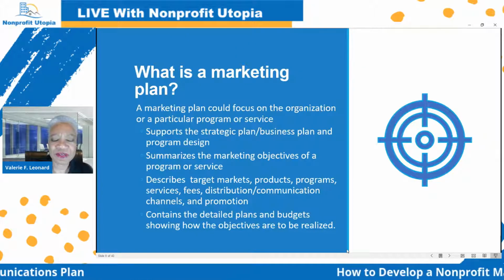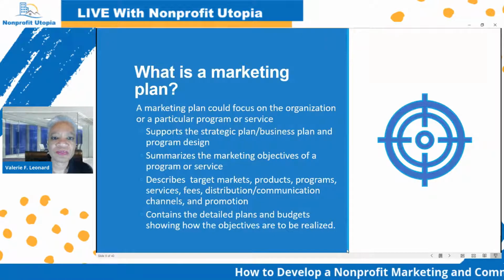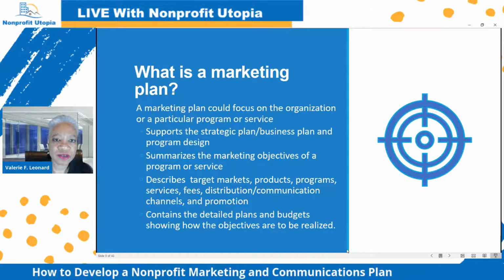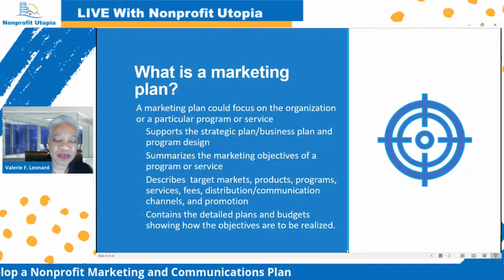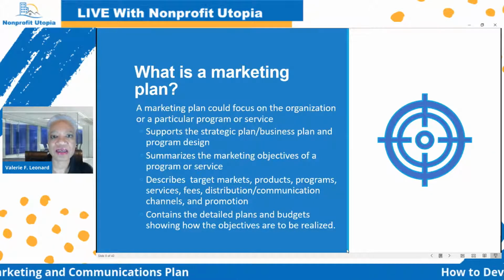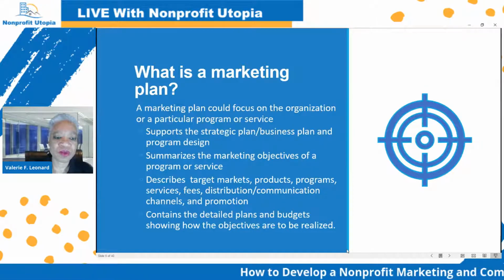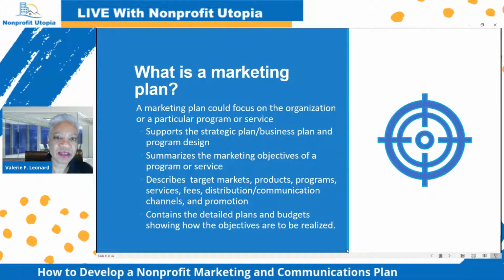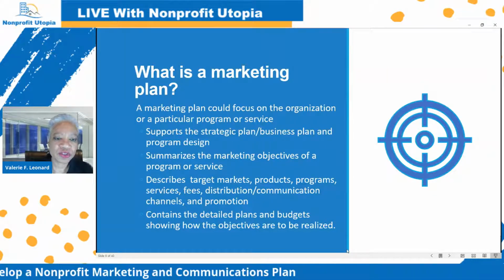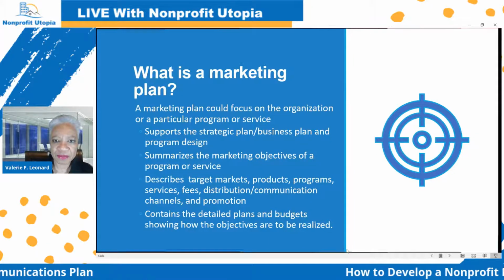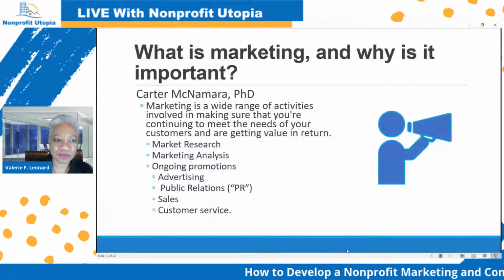And then we also have to look at the communication channels. And your communication channels are those channels that let you know how you're communicating. So it could be through social media, it could be through newspaper articles, it could be through news shows, et cetera, et cetera. And then you want to make sure that your plan also has the budgets and implementation schedule.